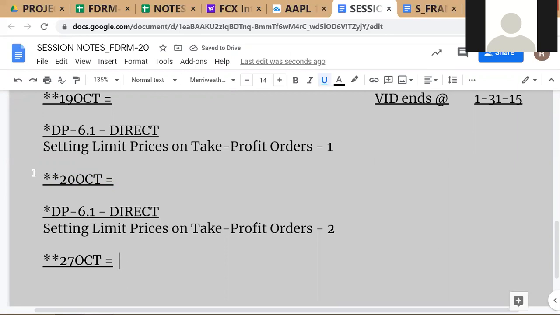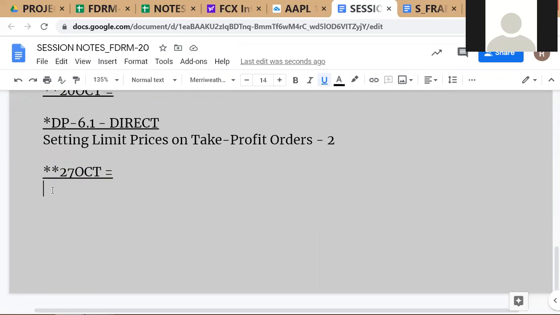This is the 27th. Today we are going to start on options. So the options trading project. We will just recap quickly. Today's topic is we are introducing you to the options trading project. This is our first topic, just to give you an introduction to that.